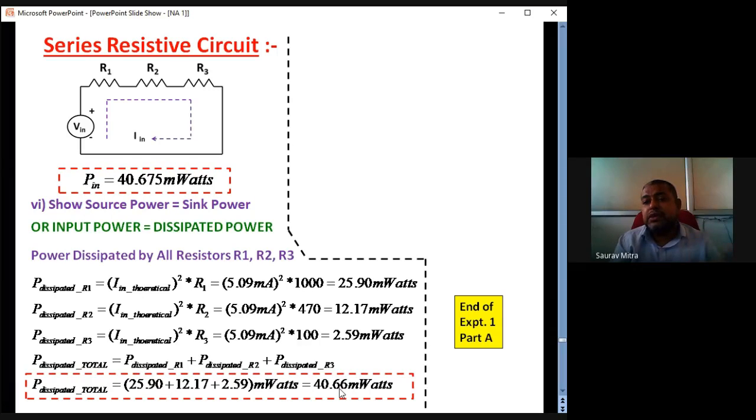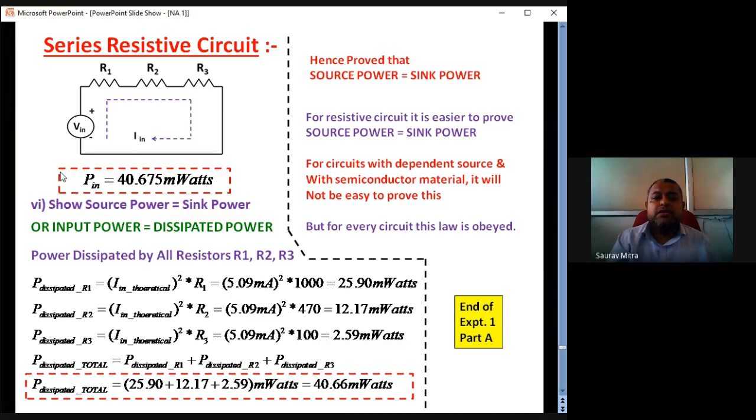So you just show your result to us and we say fine, whatever practically dissipated power you are getting is almost the same as the theoretically calculated input power. In that case the power law of the circuit is satisfied. What is the power law? That is, source power should be equal to sink power. For a resistive circuit it is easier to prove that source power is equal to sink power, but as you keep going to the higher classes, you'll be finding circuits with dependent sources.